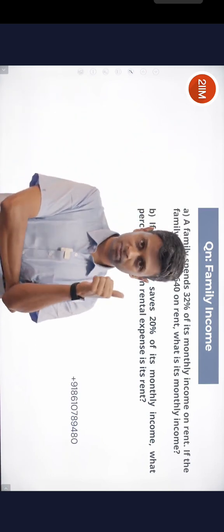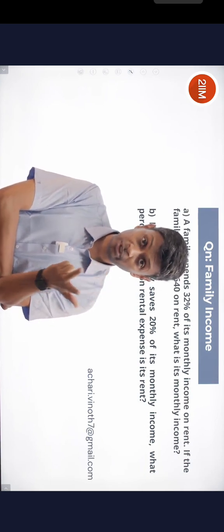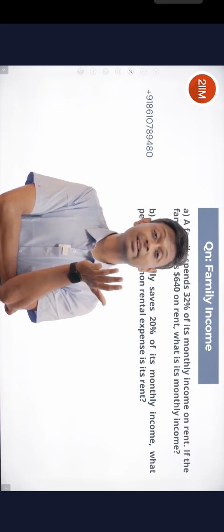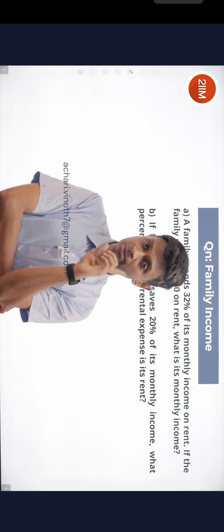First, you need to find rent, that's already given. First, we need to find the income. Then we need to find expense. Then we need to put back the rent in it. Then we need to think about non-rental expense. Then we need to think about rent and non-rental expense.